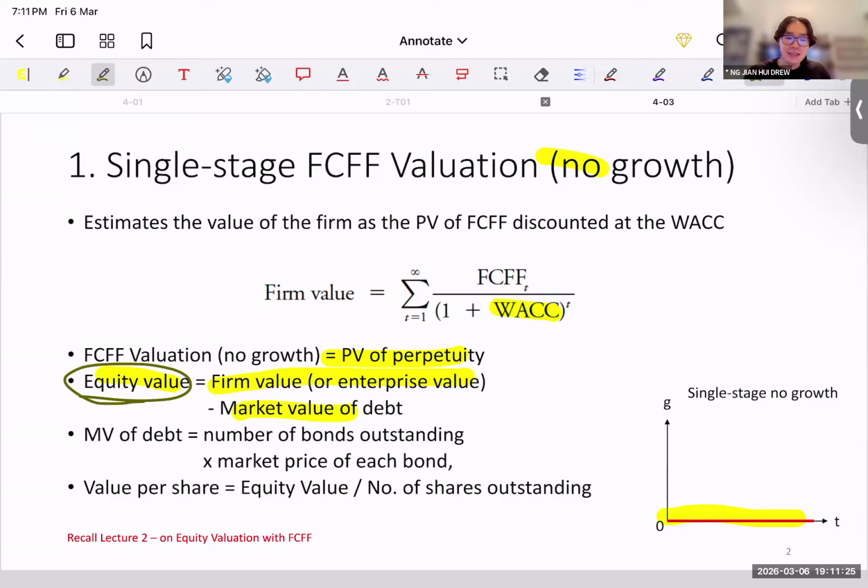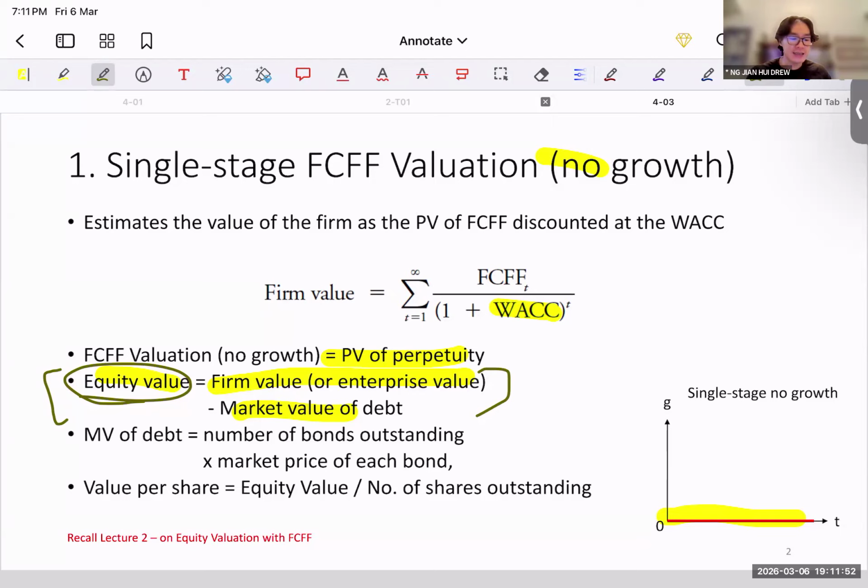And so we'll see in the next few slides some examples where the question will ask you to calculate the equity value using the FCFF formula. And so because of this, we need to use this formulation where the value of the firm consists of the value of equity plus the value of the debt. Now, the question is, how do we calculate the value of debt?